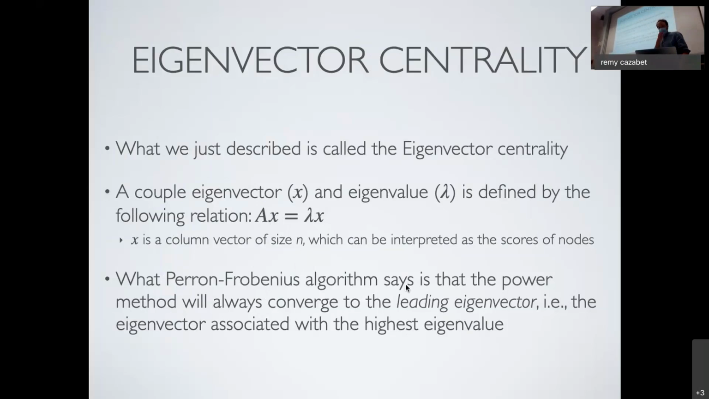And what the Perron-Frobenius theorem says is that the power method will always converge to the leading eigenvector, the eigenvector associated with the highest eigenvalue. So I propose in one of the experiments to check this on a network. And that's why it's called eigenvector centrality, because it's very simply computed in terms of eigenvectors. Yes, A is the adjacency matrix.